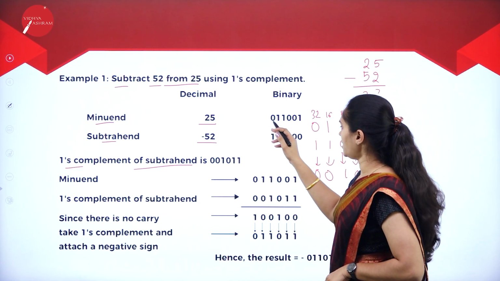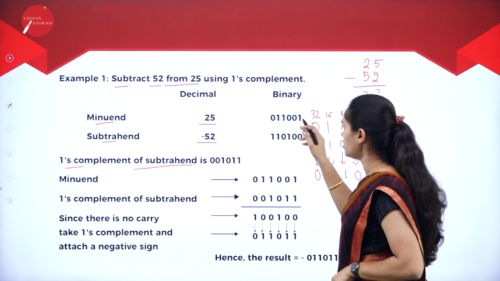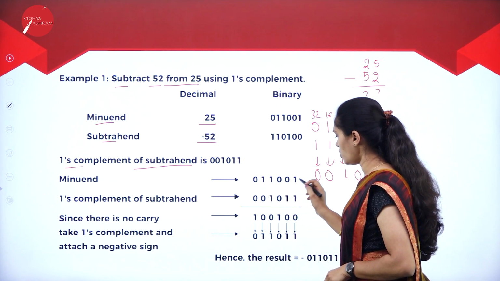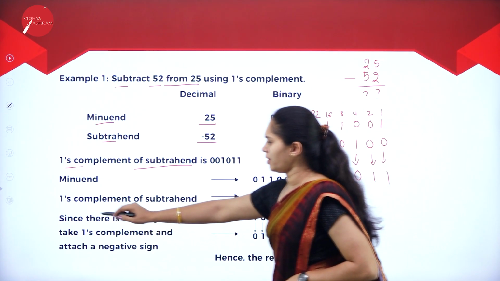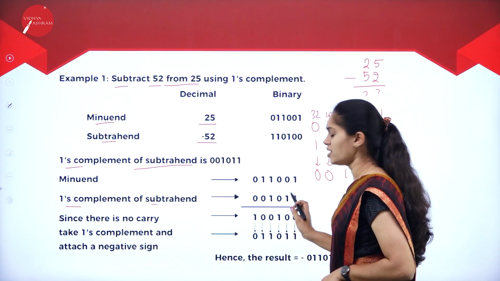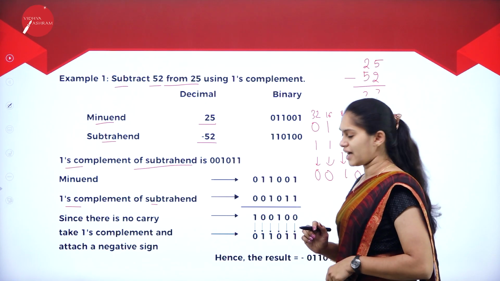So what is the minuend? That is 011001. So you can see here 011001, and the ones complement of the subtrahend is this number, that is 001011. So we'll see the addition now.